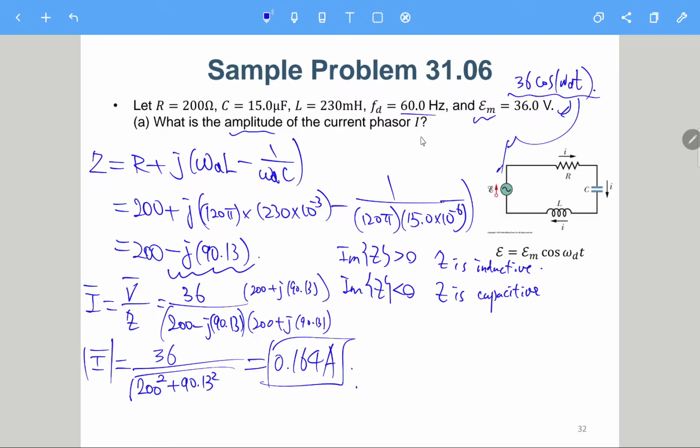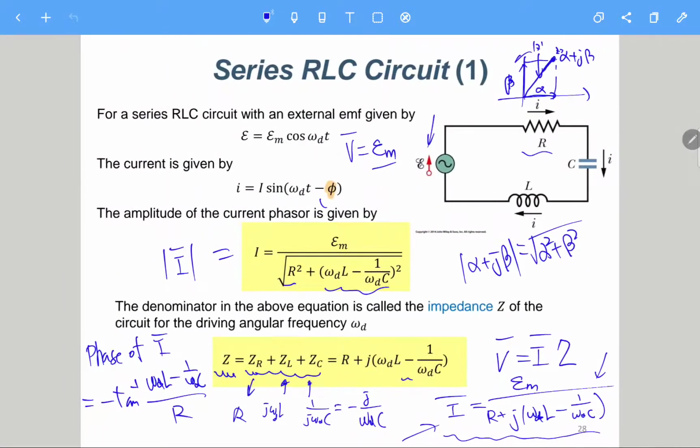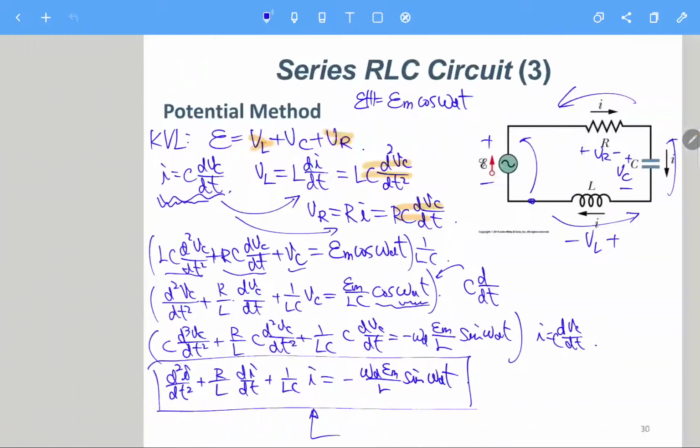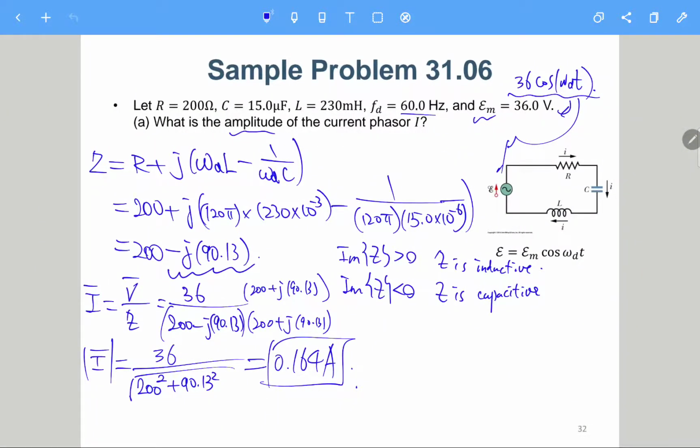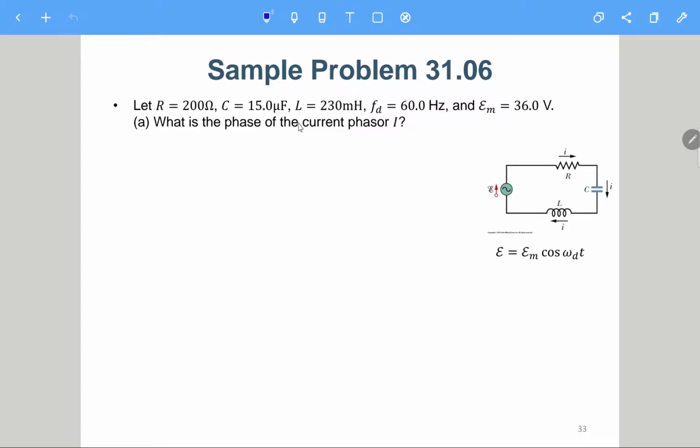Actually, you don't necessarily need to remember this one. It looks so horrifying, but you can just plug in the numbers, and it's just a complex number. So this is part A. This is the amplitude of the current phasor, and next is the phase of the current phasor I, which means we need to find phi.